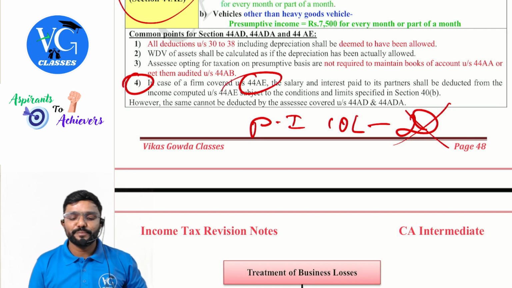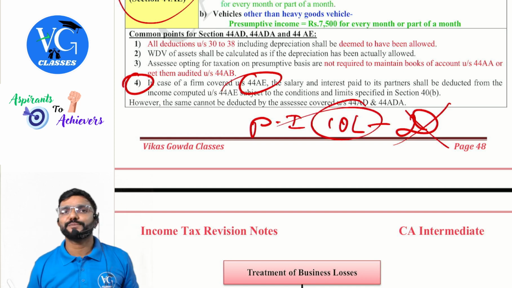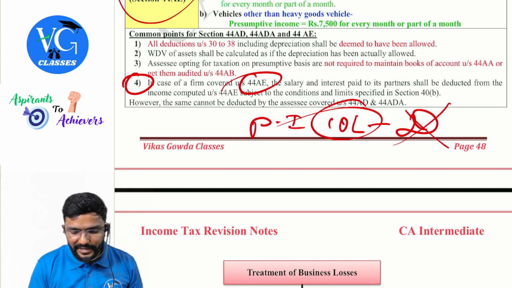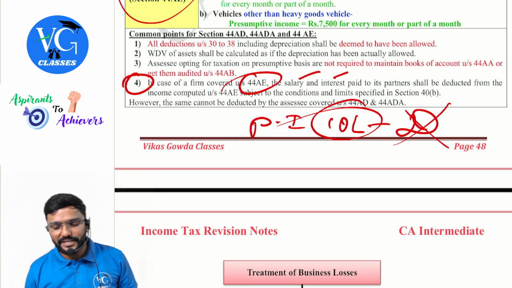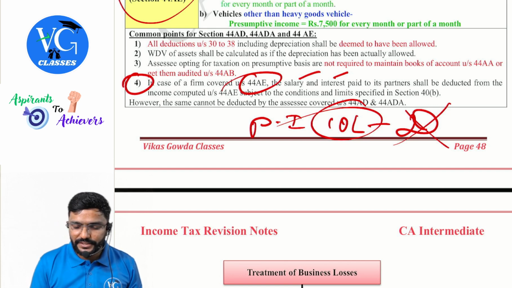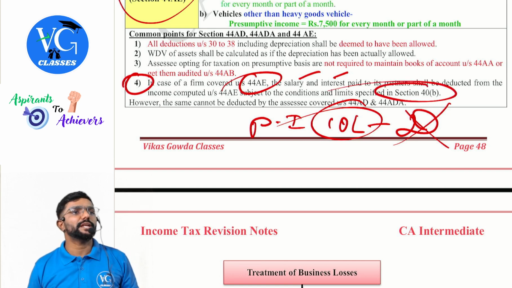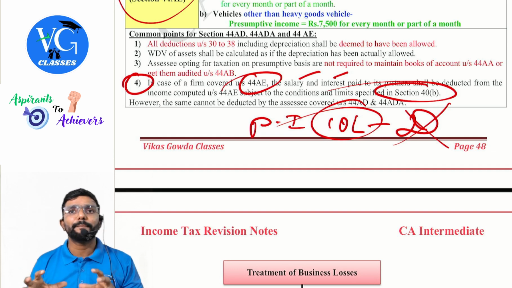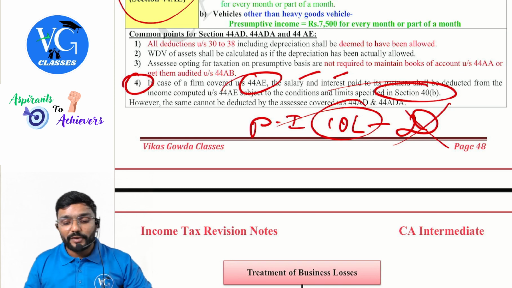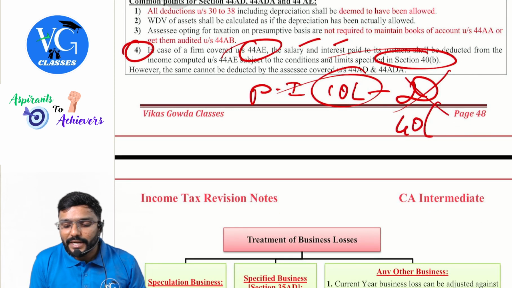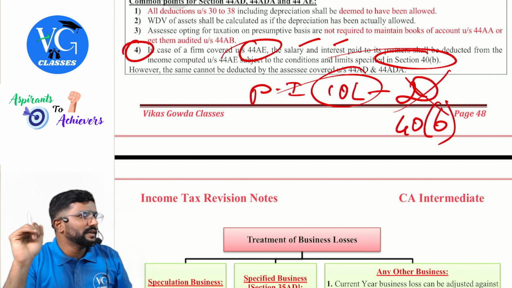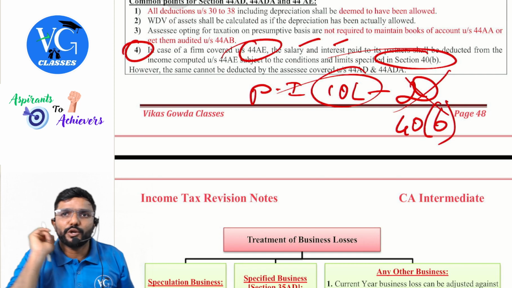But one catchy point here, guys, is that in 44AE, if the assessee covered is a partnership firm, from presumptive income they can claim only one expenditure, which is as per 40B. Let me read it. Salary and interest paid to its partners shall be deducted from the income computed under section 44AE, subject to the conditions and limits given in section 40B. Means if the partnership firm is covered under 44AE, from presumptive income can they claim 40B deduction for both interest as well as remuneration? Yes, they can claim. Whereas for any others, no deduction is allowed.